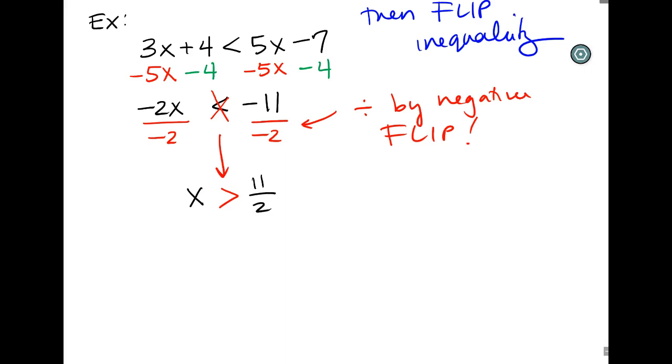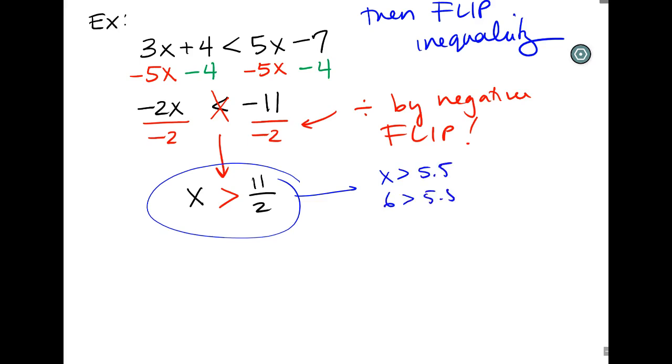So one thing to keep in mind here is it's only multiplication or division by a negative. That's the only time. And if you're not sure and you want to check, once you get here, you can think about solutions. What are some things that are greater than 11 over 2? So this is x is greater than 5.5. Well, 6 is greater than 5.5, right?